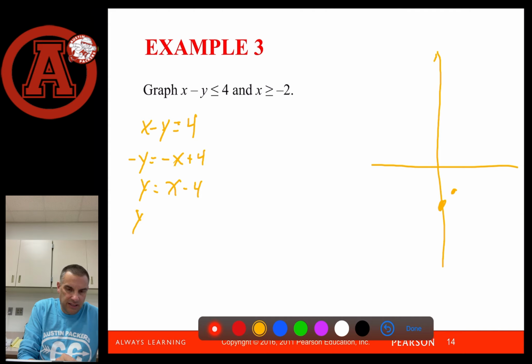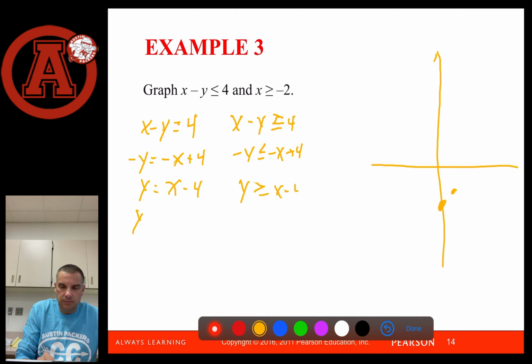So if I write this as an inequality now, notice what I did when I did this inequality. This is where you have to be a little bit careful, because if I would have left this written as an inequality, I would have had x minus y is greater than or equal to 4. Negative y is greater than or equal to negative x plus 4. Now I multiplied by a negative. So what do you do when you multiply by a negative? You switch the symbol. So you have to be a little bit careful with that.